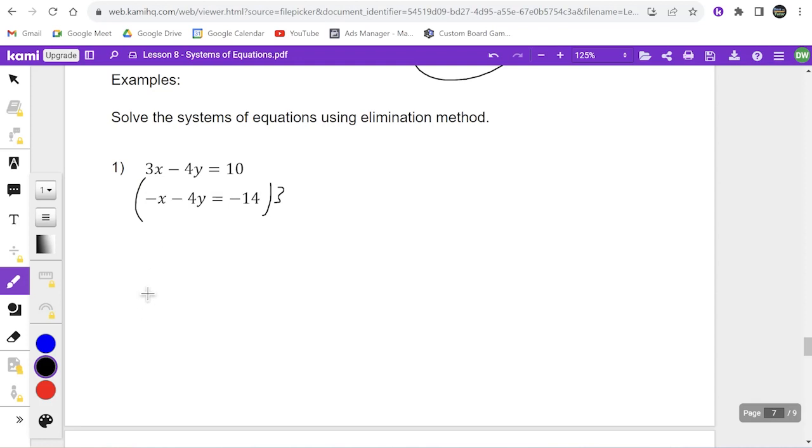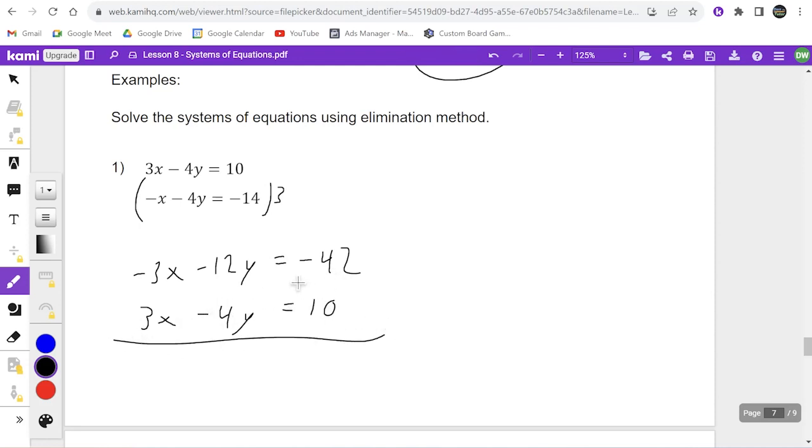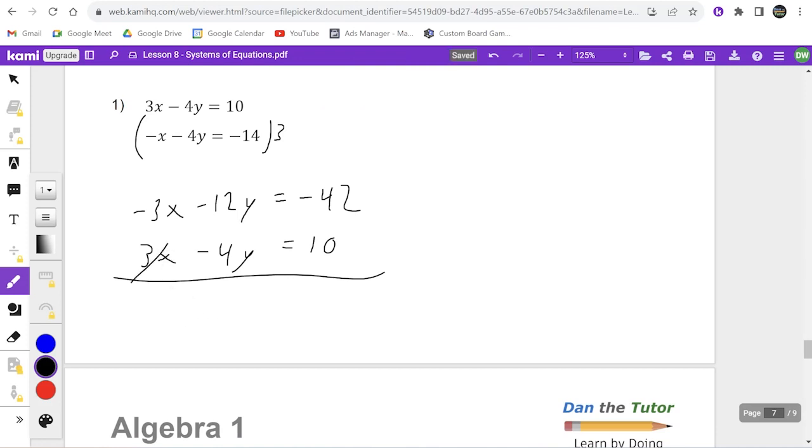And so that's going to look like negative 3x minus 12y equals 3 times 14, that's 42. So negative 42. And then I just write the other one. It doesn't matter if I write it above or below. It's going to be the same thing. And when I add these together, the x's cancel. I'm going to get negative 16y equals negative 42. And this can't be right, because this is not at all the answer I got. I must have made a mistake. Hold on.